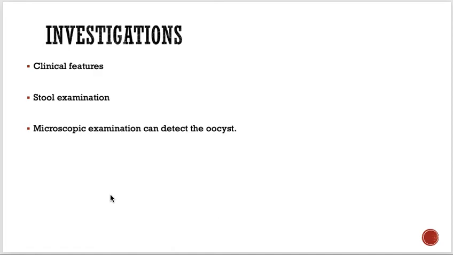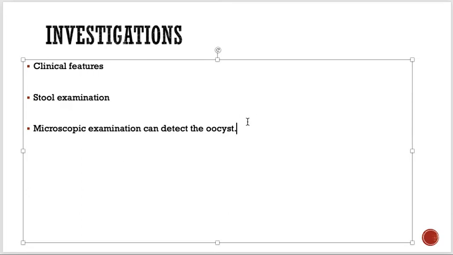Now, the other tests which we can do, we can use some special stainings to catch this organism. There are different staining techniques which can be used, such as Giemsa staining and hematoxylin staining techniques. Okay.